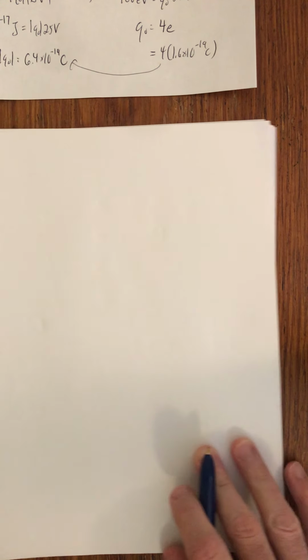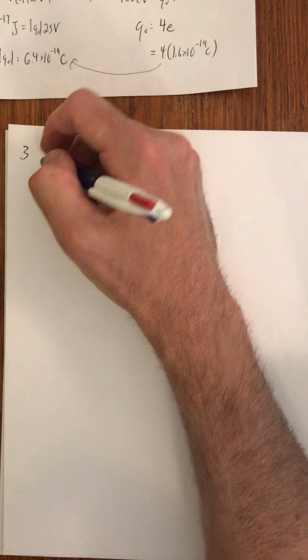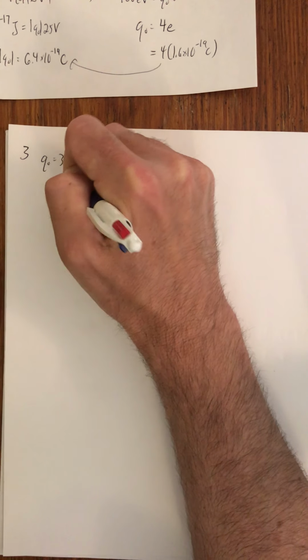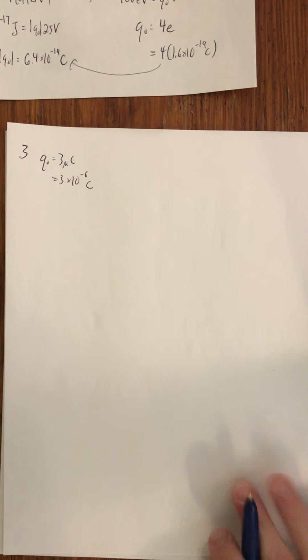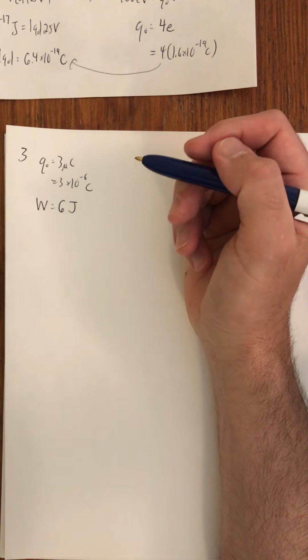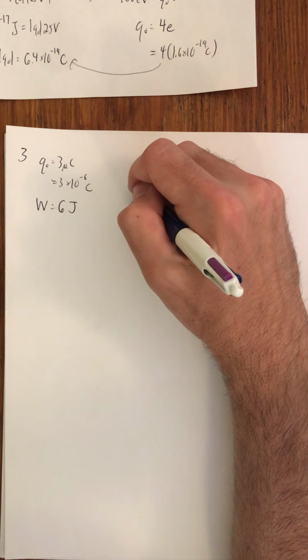When moving a 3 microcoulomb charge, so Q naught is 3 microcoulombs, I'm going to automatically convert that. Between 2 points in space, 6 joules of work is done. So 6 joules of work is done. What's the potential difference between these 2 points?